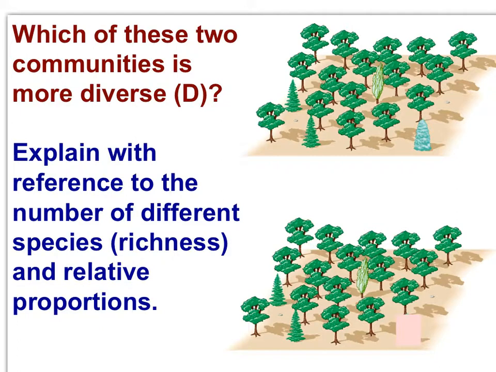Let me start the discussion on diversity indices by asking which of these two communities is more diverse, and can you explain your response with reference to the number of different species, the richness, and their relative proportions. Hopefully you would say that the top system is more diverse because there are more different species, 1, 2, 3, and 4, whereas the bottom system only has 1, 2, and 3.